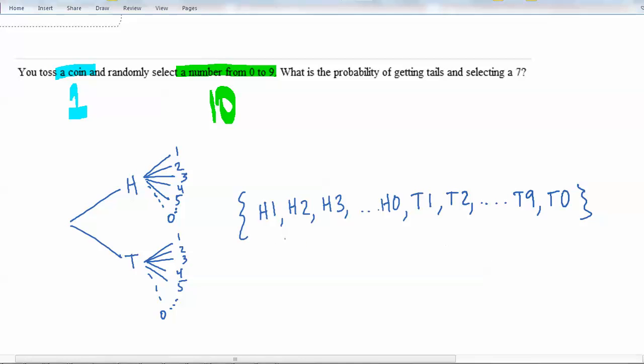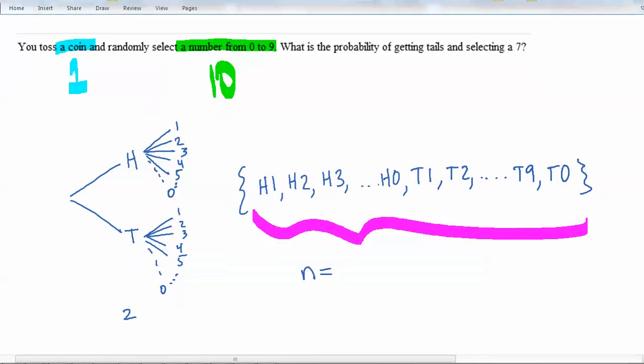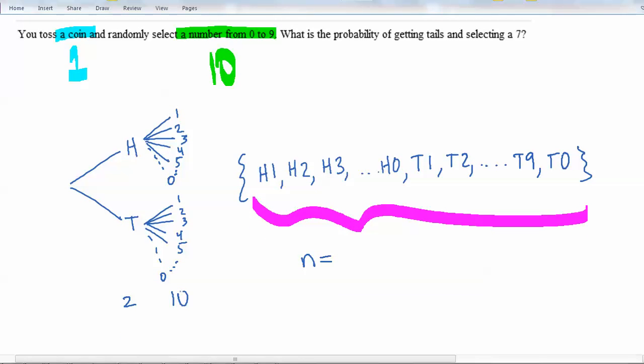Okay, so how many possibilities are there altogether here is really the initial question, because this is my sample space. This is how big n is. And there are 10 for the heads and 10 for the tails. So I can essentially just use the multiplication rule. Remember, it's 2 ways here and 10 ways here. So 2 times 10, or 20 total possible different ways that we can have this event occur.